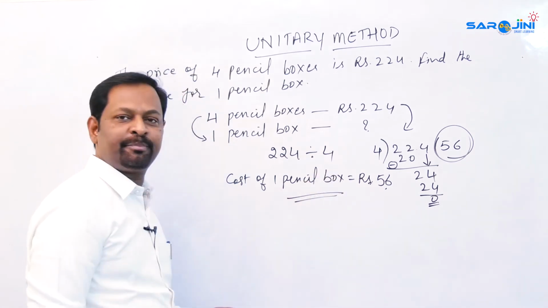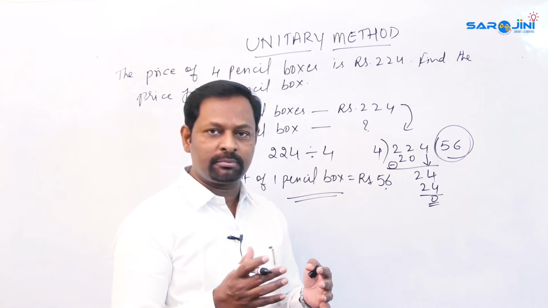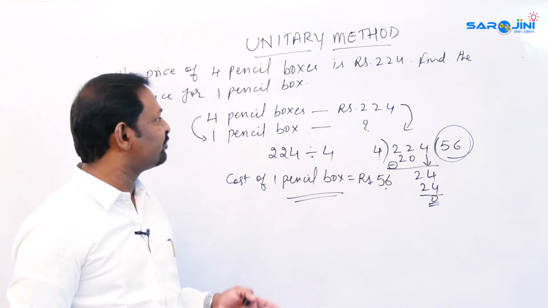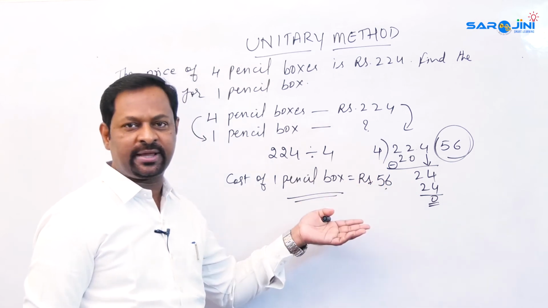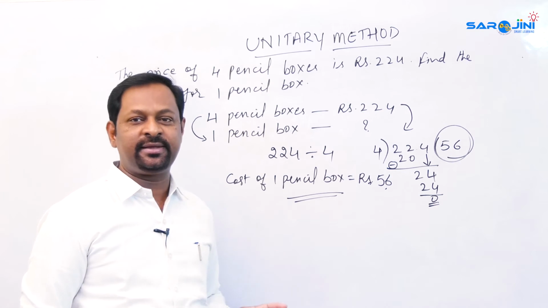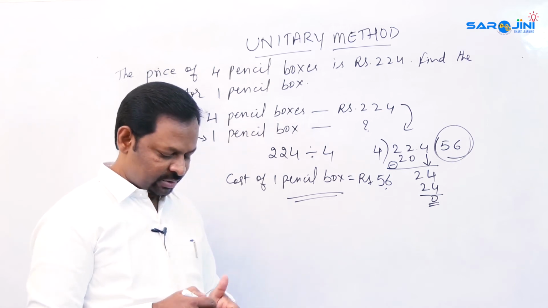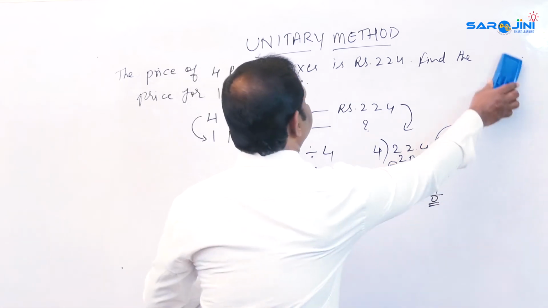So this is the method of doing unitary method sums. Okay. So whatever quantity he gives, according to that, we are going to find out the value for 1 quantity. Okay. So now, I'll go to the next question.